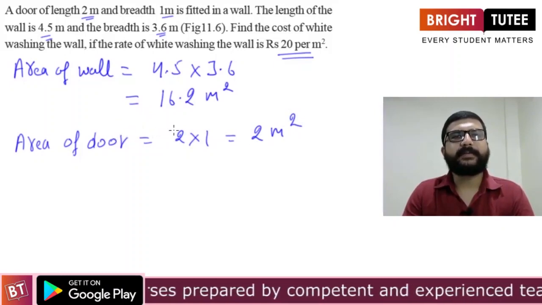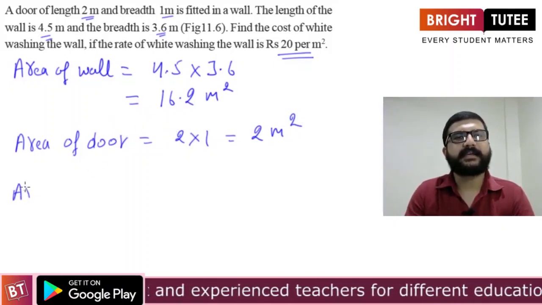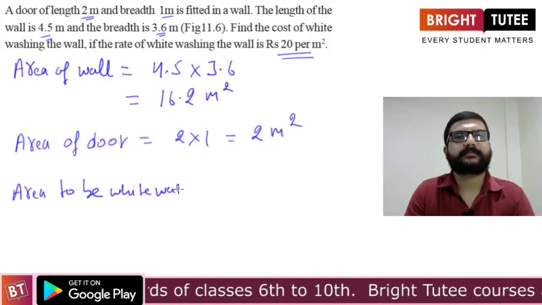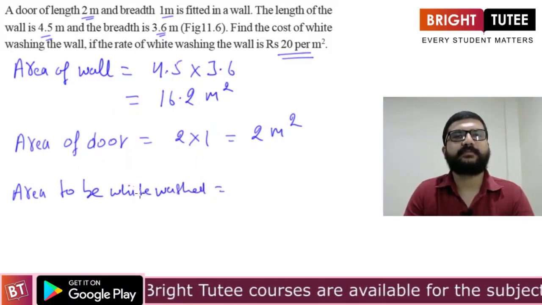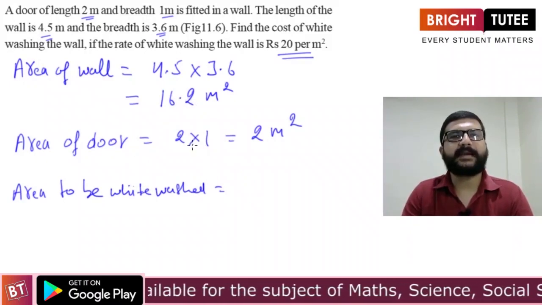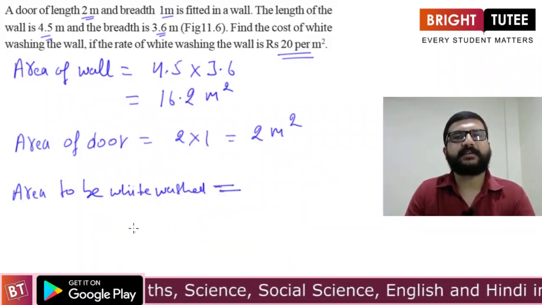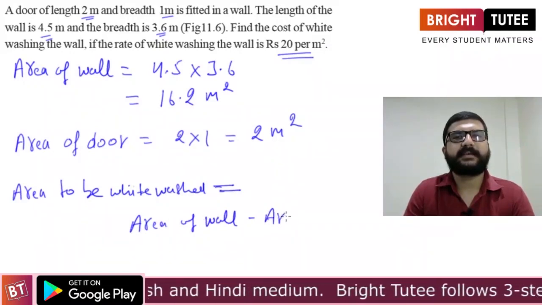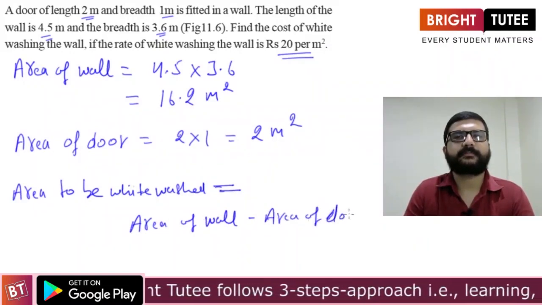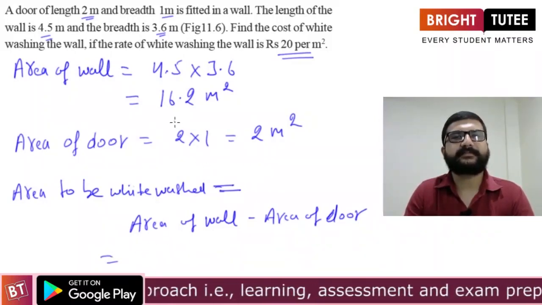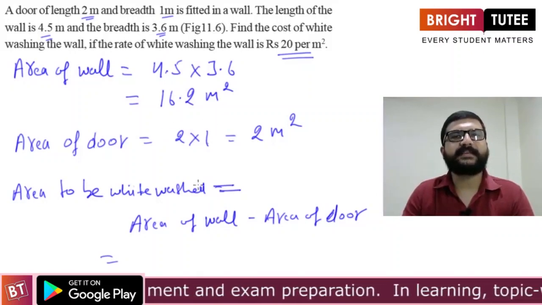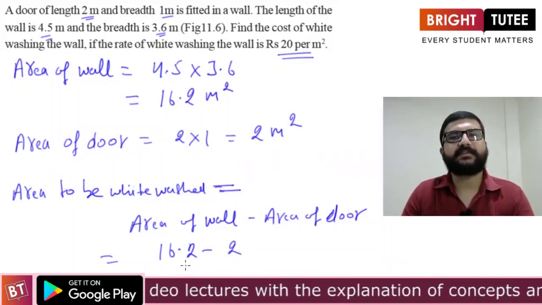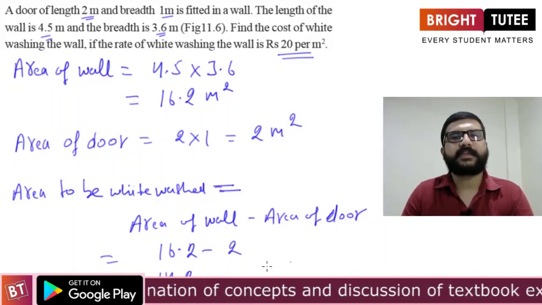So now what will be the area which has to be whitewashed? Area to be whitewashed will be equal to area of wall minus area of door. And the area of wall we got as 16.2. So this is 16.2 minus 2, which is the area of the door. Now this is equal to 14.2. Now what else we have to find?